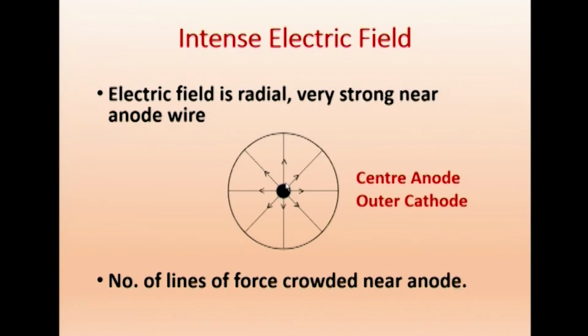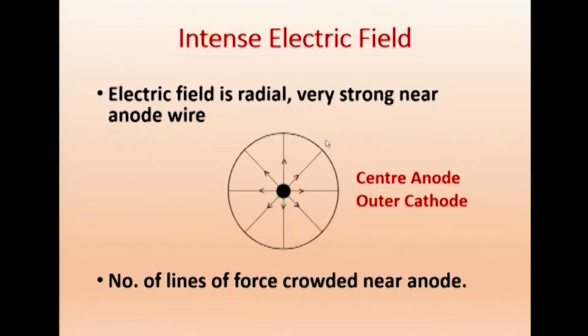See here, the number of lines is constant. Suppose 1 lakh lines come out, all of them will reach here. Near the cathode cylinder, the lines are all spread out, one line is here, the next line is here, so the intensity will be small. Whereas the same number of lines, when they come near the wire, are all crowded, very closely packed. Therefore, the electric field will be more intense.